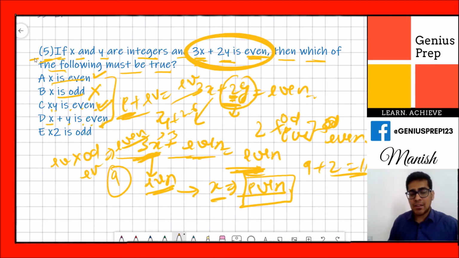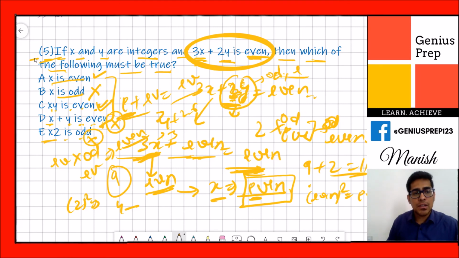x plus y is an even number? No, we cannot say this. Why? Because this term is a multiple of 2, but y can be an odd number or an even number. So we cannot say x plus y is even. x square is an odd number? x is an even number, and whenever you have an even number squared, it always gives you an even number, like 2 square is 4. So this is not the answer. So the right answer is option A and option C.